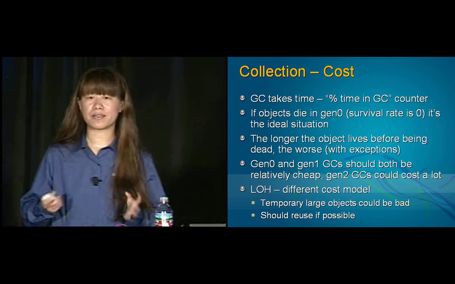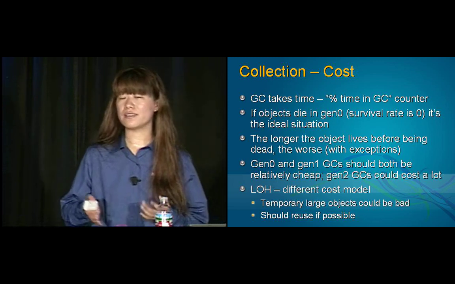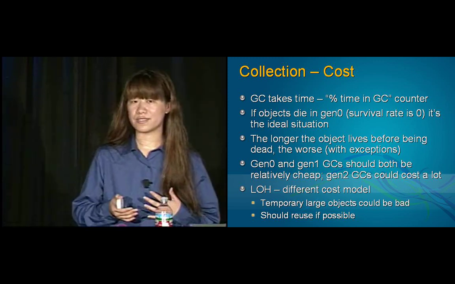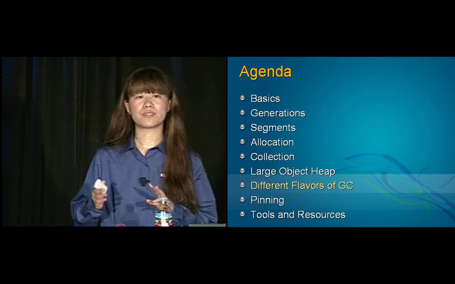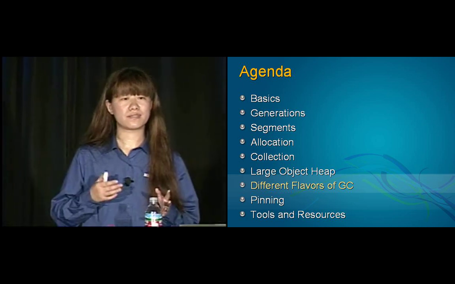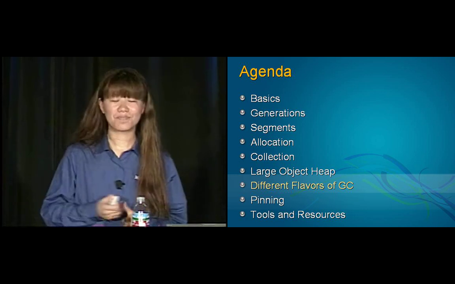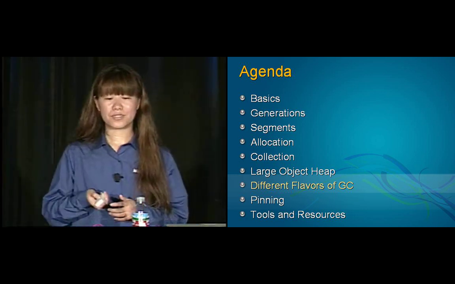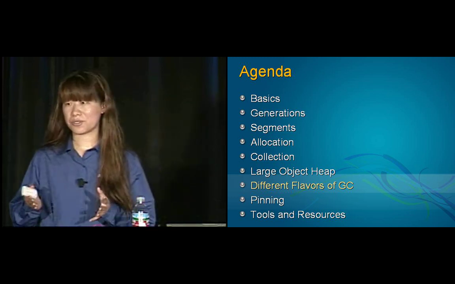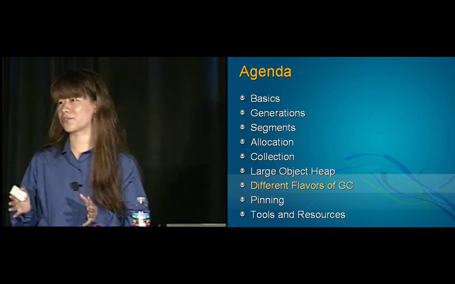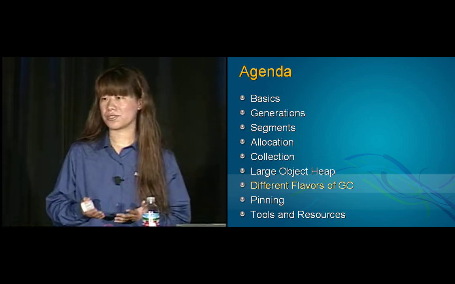Okay, so now we've covered the common parts, and we have different flavors of GC. As you know, we have workstation GC and we have server GC. For workstation GC, there are also two sub-flavors. One is with concurrent GC, the other is without concurrent GC. Let's first talk about concurrent GC, because you always get concurrent GC if you don't do configuration on your own. So first of all, why do we have concurrent GC?